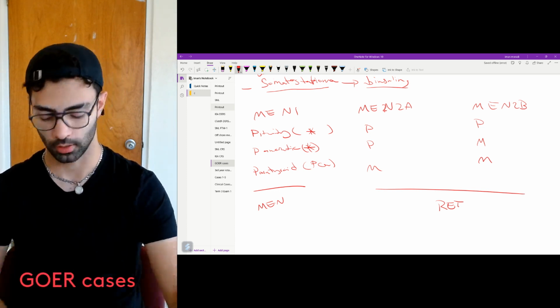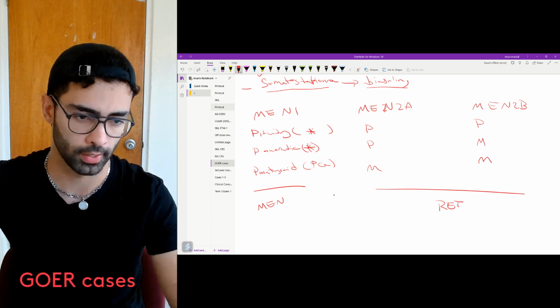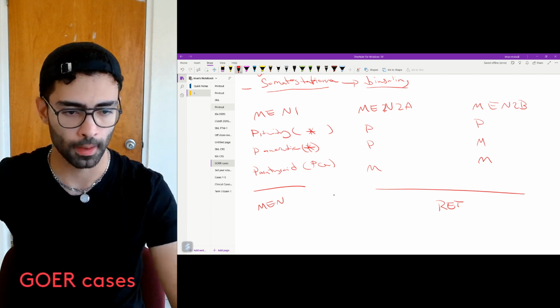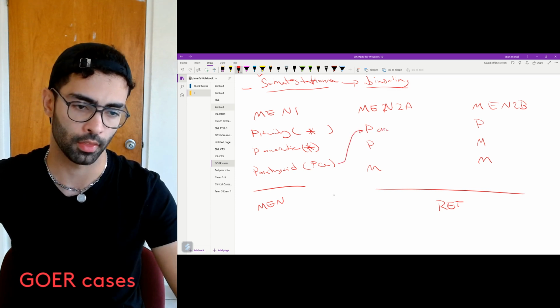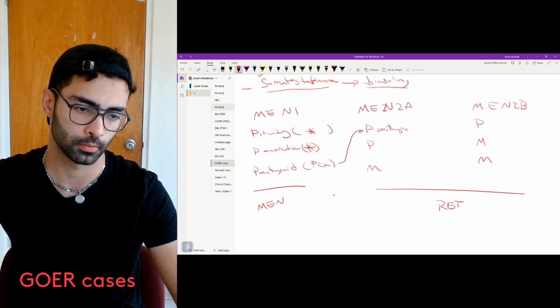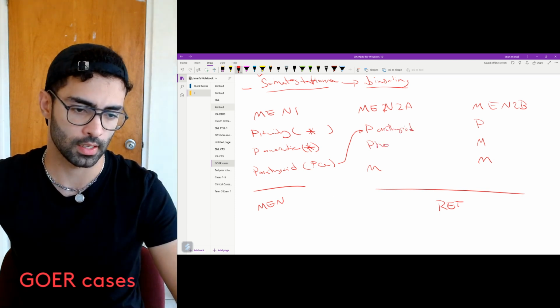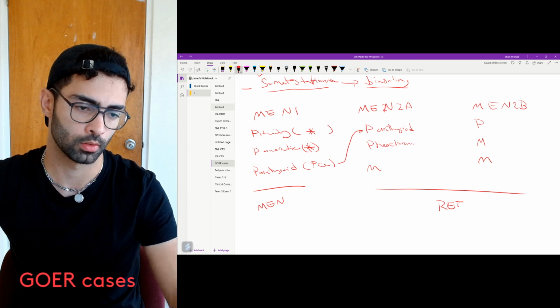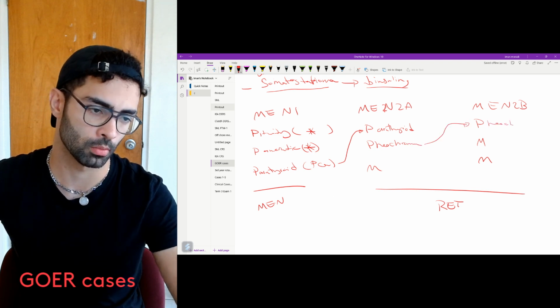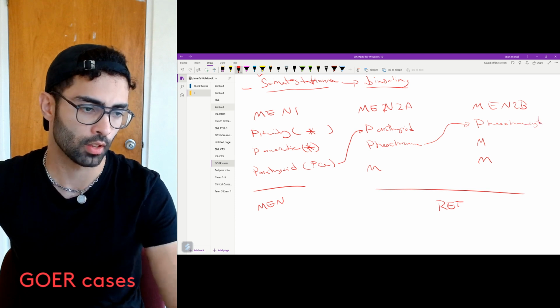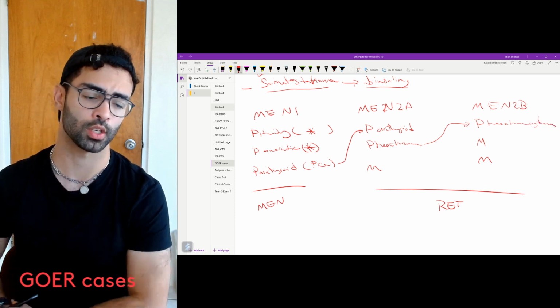Okay, MEN 2A. Each one of these has one thing in common. So this one and this one have parathyroid in common, and these guys have pheochromocytoma. And interestingly, these two have pheochromocytoma in common. So it's like a classic pheochromocytoma question they give you, right?